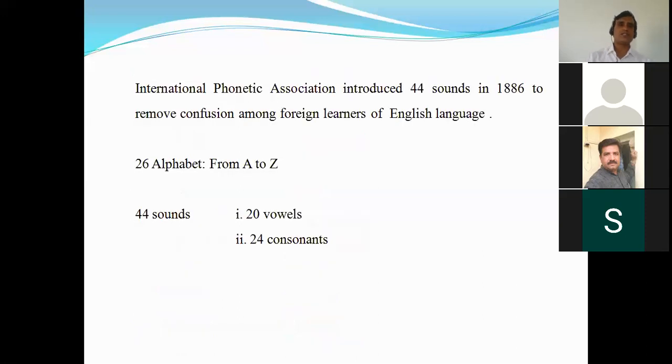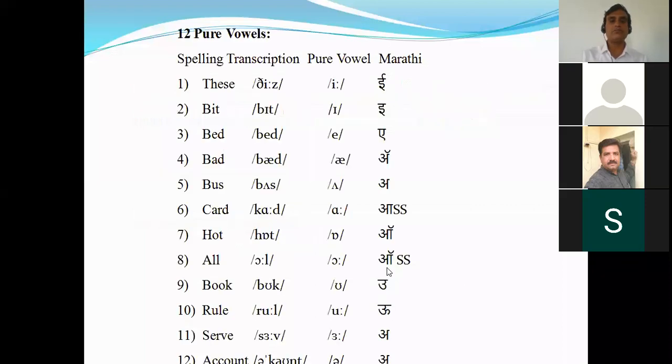Let us turn towards the next slide then. To remove this confusion for foreign speakers, in 1886 the International Phonetic Association introduced an international alphabet of 44 sounds, to remove the confusion regarding speaking the English language among foreign learners. Only 26 alphabets are there from A to Z, and 44 sounds are there in English. Out of these 44 sounds, there are 20 vowels and 24 consonants. Let me tell you, there are 12 pure vowels.